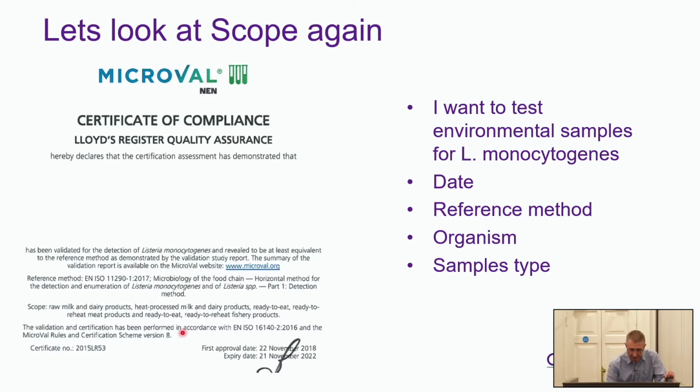Let's look at the scope again, the sample types. It says the scope here is raw milk and dairy products, heat processed milk and dairy products, ready to eat and reheat meat products, and ready to eat and reheat fishery products. I want to do environmental testing. It's not in the scope. So really beware that you can't just pick up one of these validated methods and say it's validated for Salmonella or Listeria and use it without looking in detail at the certificate. Does it cover the food types that I want to be able to test?